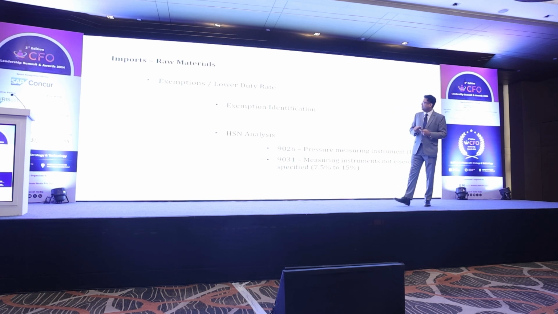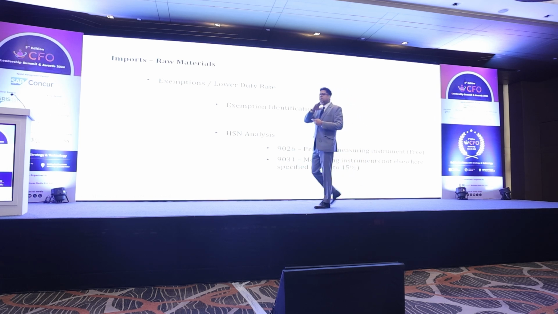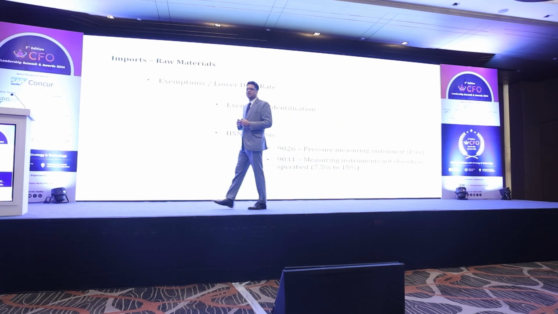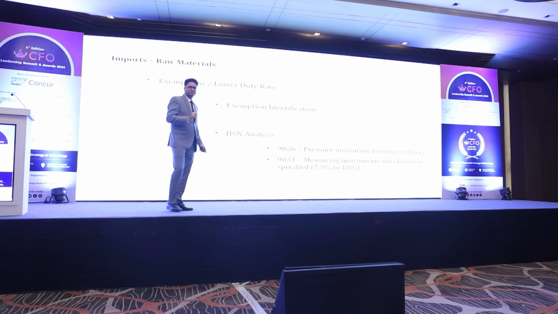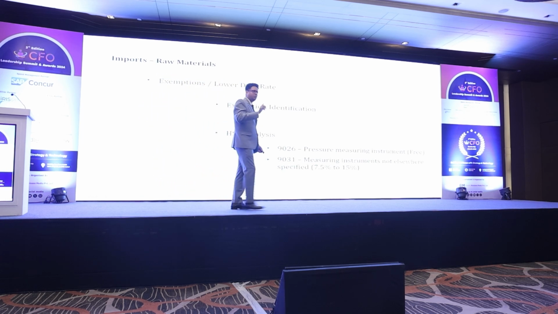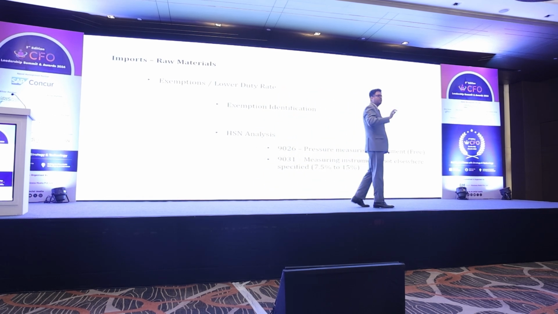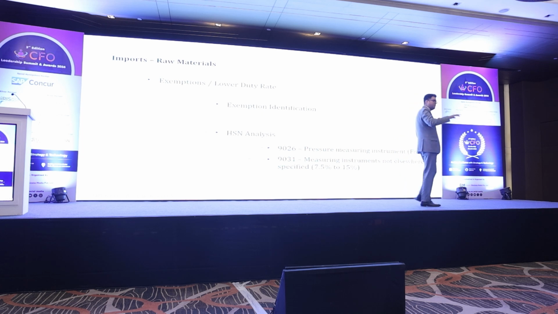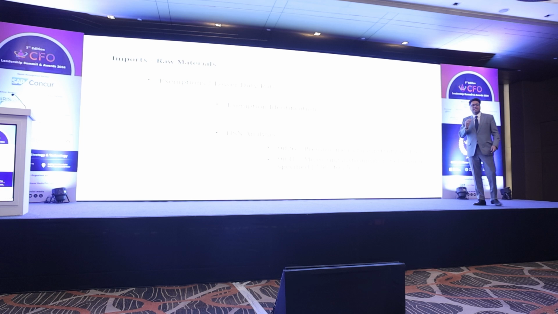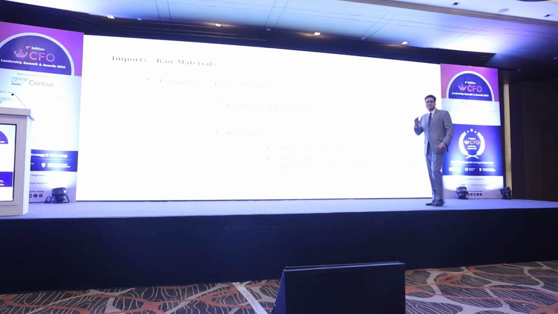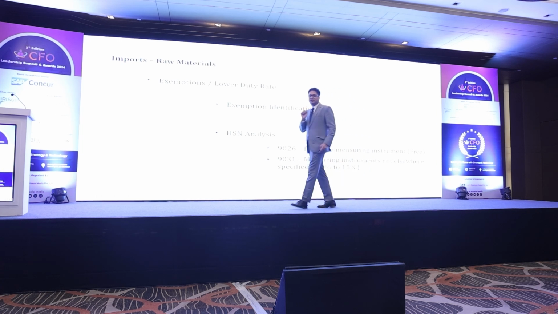Exemption or lower duty rate. First of all, you have to identify the exemption. There are hundreds of exemption notifications. You have to identify which exemption notification is applicable on your raw material. Okay, that identification is very important. Second, there can be multiple exemption notifications applicable to your raw material, so you can choose wherever the conditions are suitable to you to avail those exemptions. Second is HSN analysis. HSN analysis becomes very important when we talk about finding the correct rate of duty.